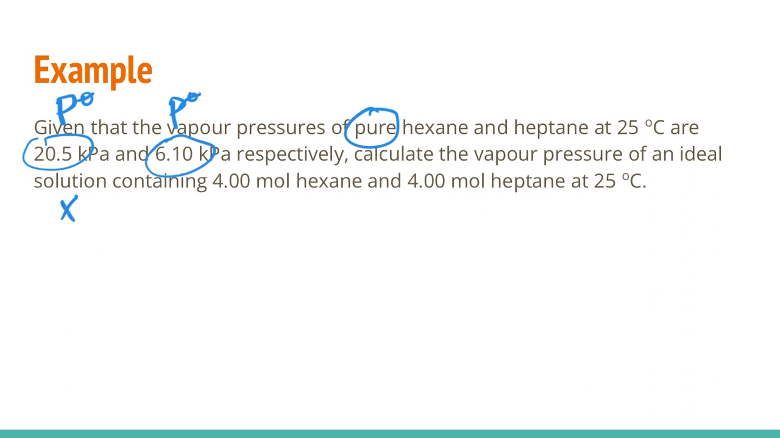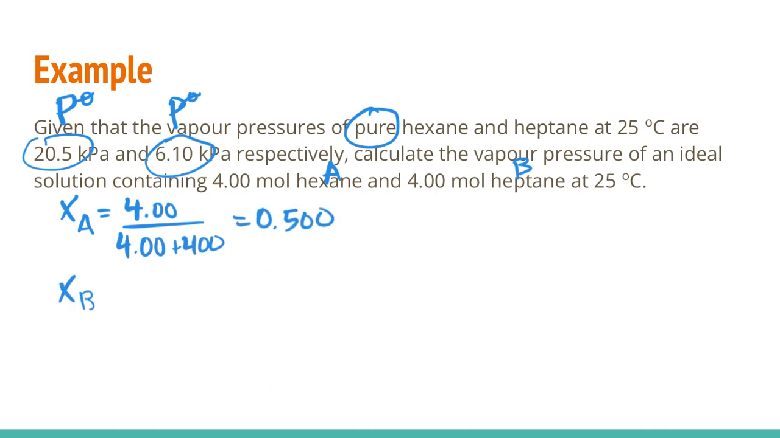So let's call hexane A and we'll call heptane B, just to make this easier. So the mole fraction of A is going to be the moles of A, which is 4, over the total moles, so 4 plus 4. That gives us a mole fraction of 0.5 for A. And then the mole fraction of B is the same, and that's just because they're both 4 moles here.